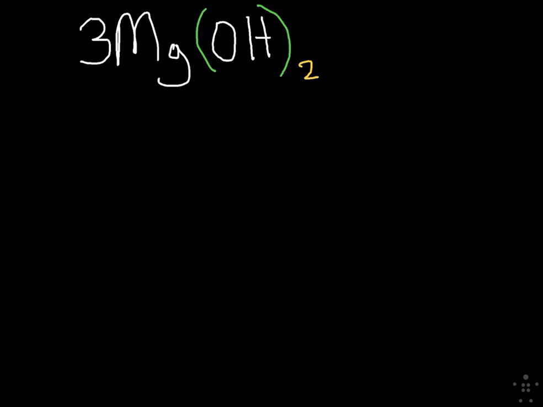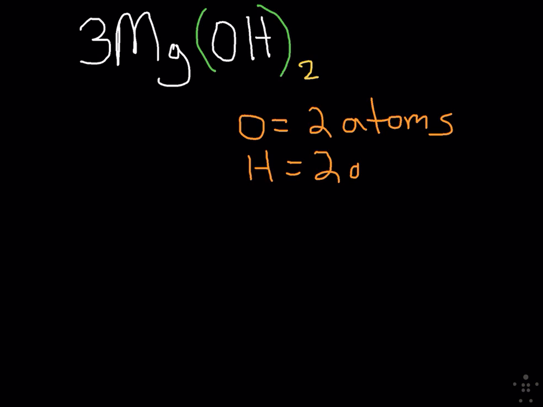Okay, so you just got done doing your own work, so let's see if you were right. The first thing I'm going to do is apply the subscript to the one in the parentheses. So I know that down here I have a total of 2 atoms of oxygen, and I have a total of 2 atoms of hydrogen. Okay, I did the parentheses first for a reason, because I wanted to do the little subscript. Now I can do the big coefficient.